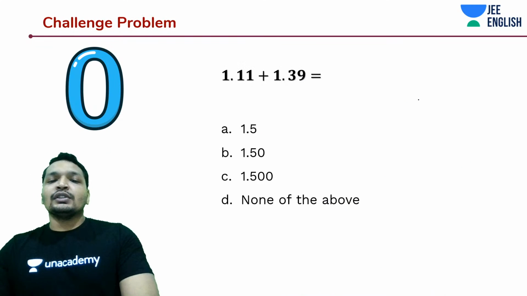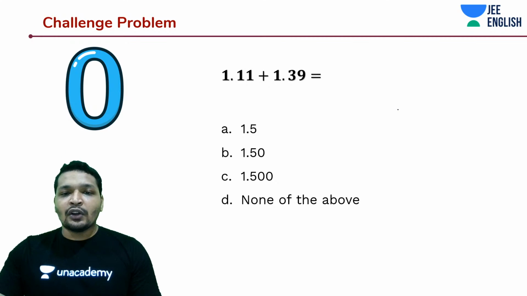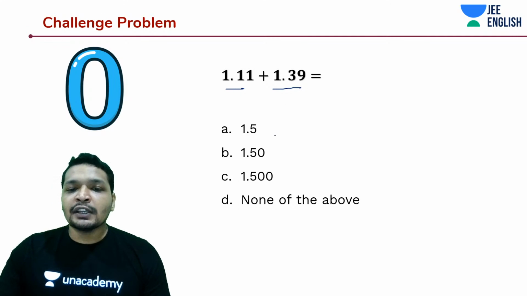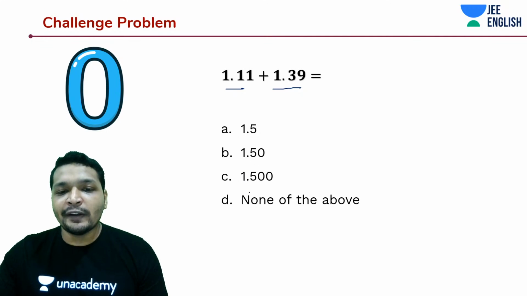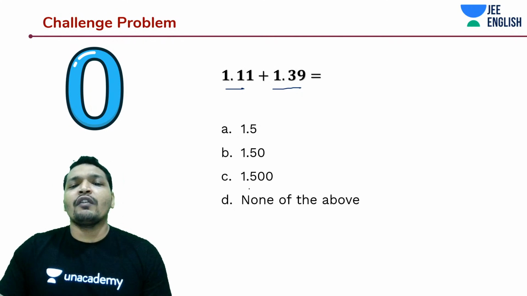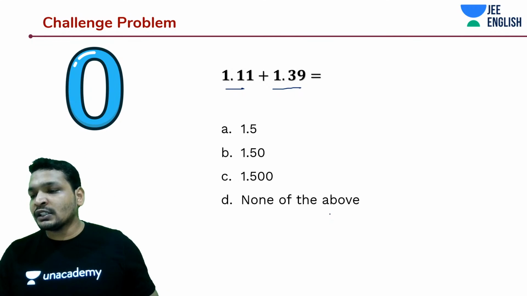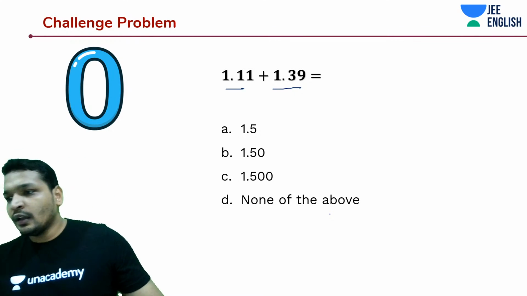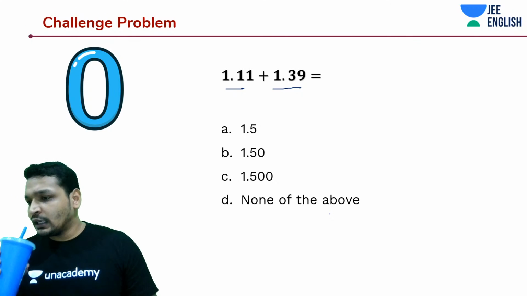All right. So let's take up some quick problems, and students, get started on this. Let's say I have to add 1.11 to 1.39. Which of the following options is correct? 1.5, or 1.50, or 1.500, or none of the above. What do you think is the correct answer, students? What should be the answer in this case?